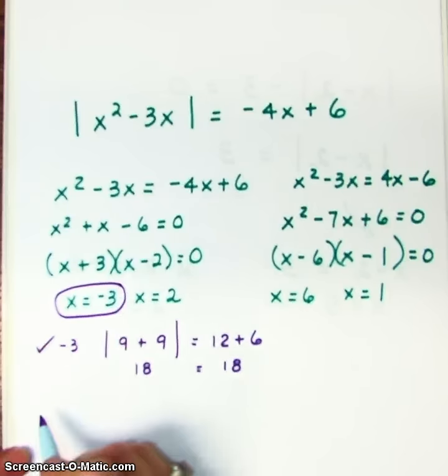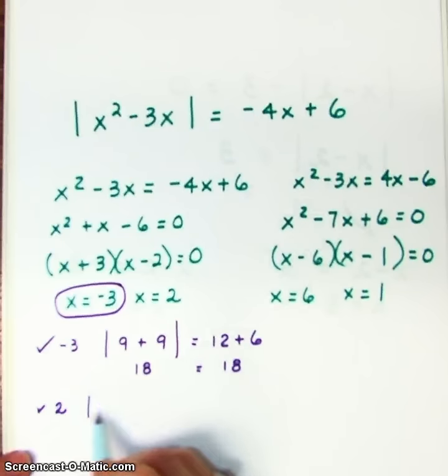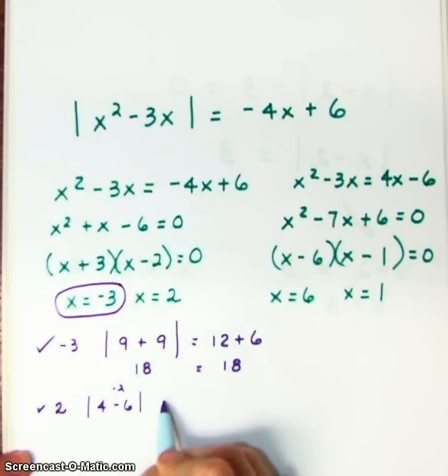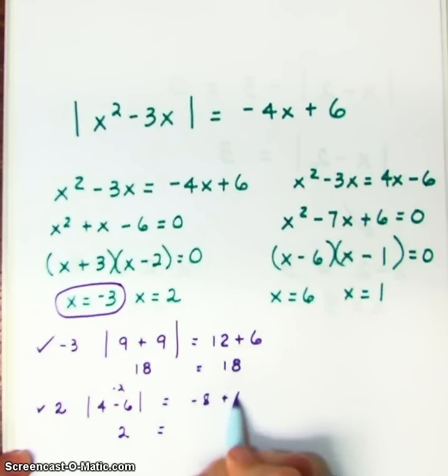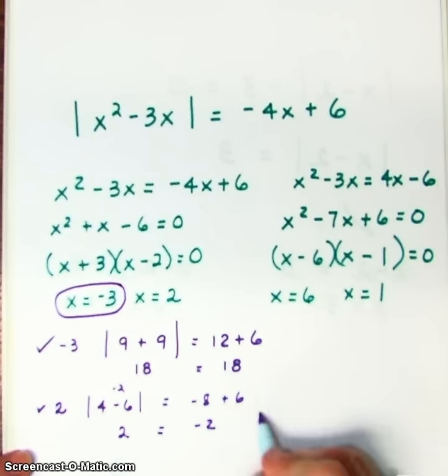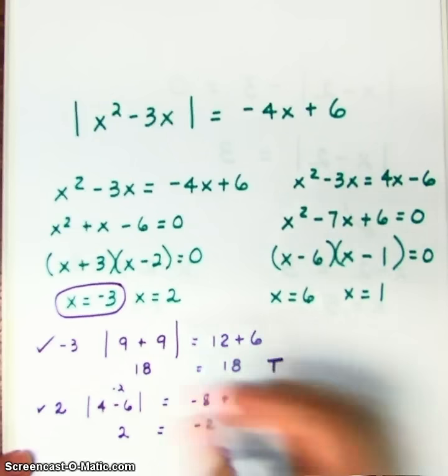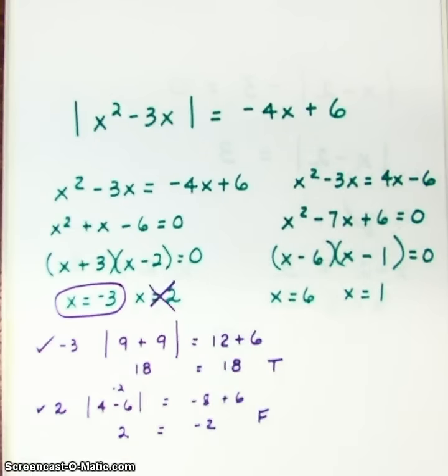Now let's check 2. 2 squared is 4, minus 6, which is negative 2, equals, and the absolute value of negative 2 is 2, equals negative 8 plus 6, which is negative 2. Okay, the absolute value of negative 2 is 2, equals negative 2. This is false. So that means this is an extraneous solution. All right, continuing to check. I'm going to push this up just a little bit.